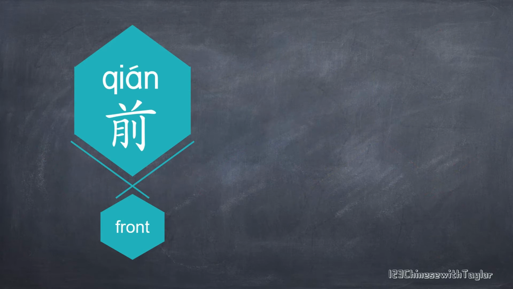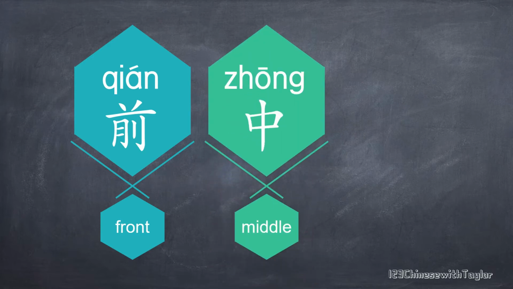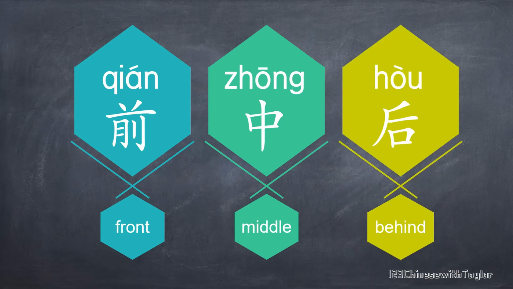Next one is 前, meaning front. This is similar in pronunciation to money in Chinese, also 钱, but they have different characters. 前, second tone. 中, as in 中国, which means China in Chinese. 中. Last one, 后. The same, the OU sound makes the O. So ho, meaning behind.